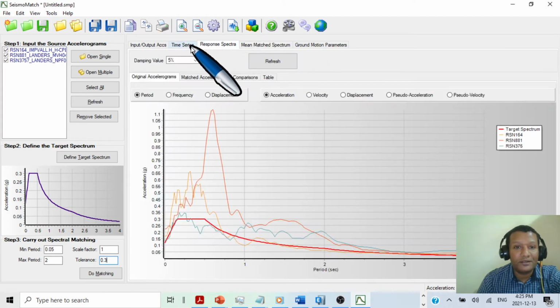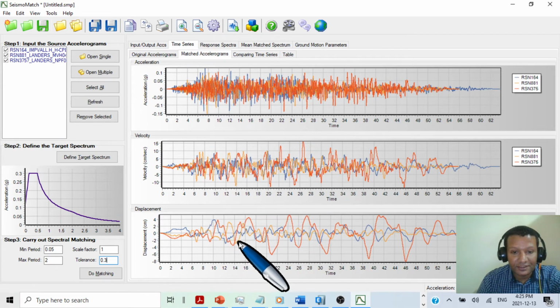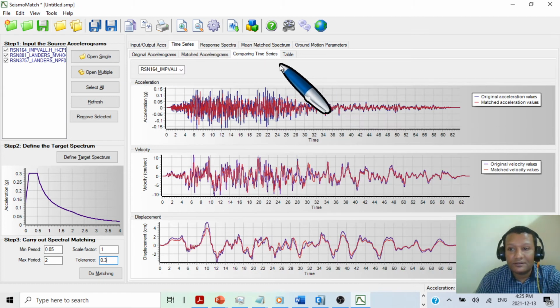I will come back here. So matched accelerogram, this is a matched accelerogram. You can see the difference, especially RSN 375 is huge. This is the comparison. The original is in the blue color, and the matched one is here. So you see the mismatch, the misfits.